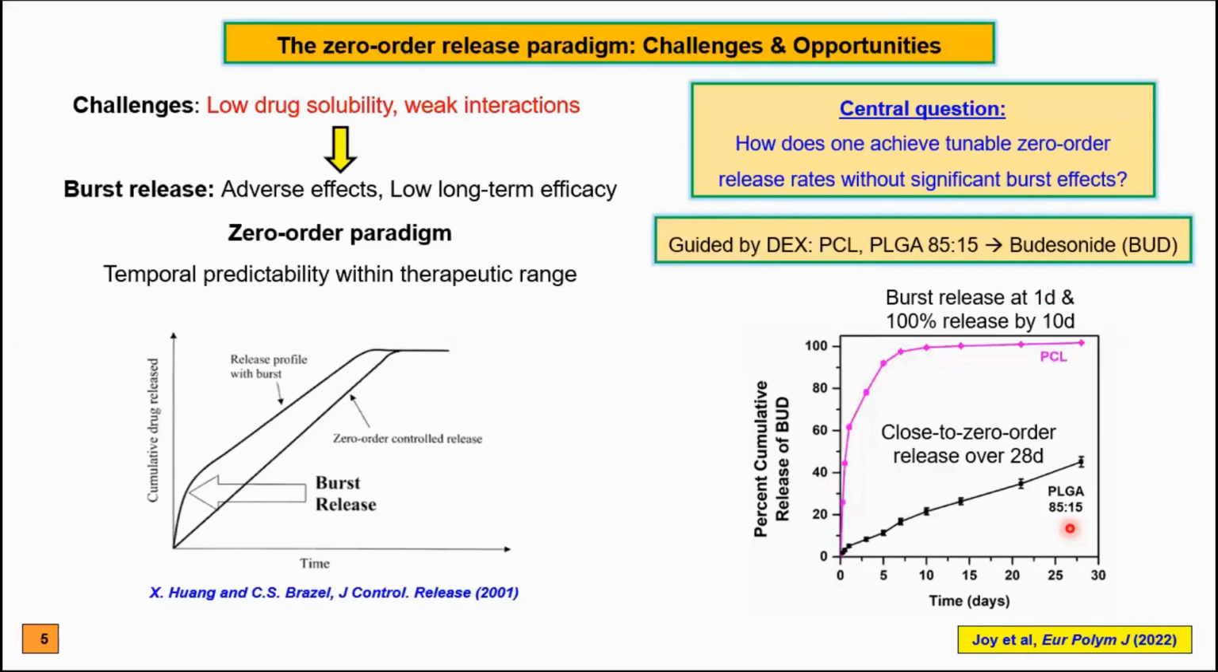The question now is, these are intrinsically driven by how the drug interacts with the polymer. Now the question is, can we achieve tunable zero order release rates? By that I mean, if you wanted the drug to release at a faster rate from this material, but still retain the zero order kind of profile, or can you reduce this burst that you see with PCL? How do we achieve this?